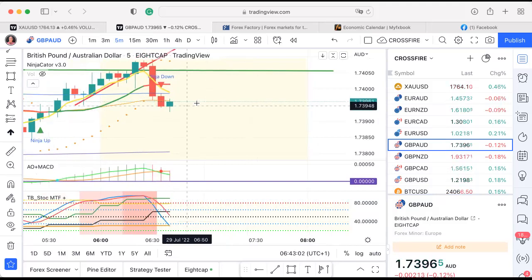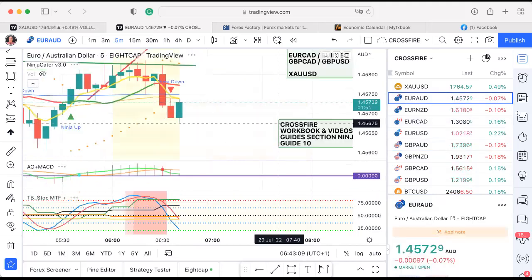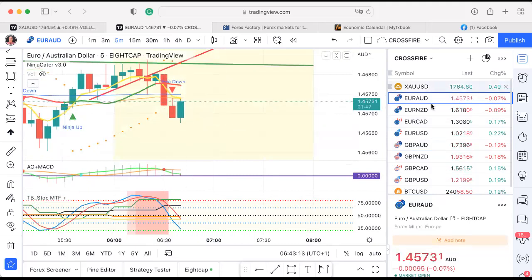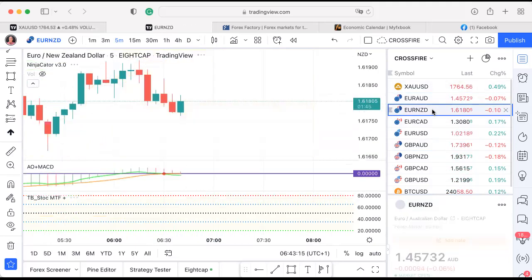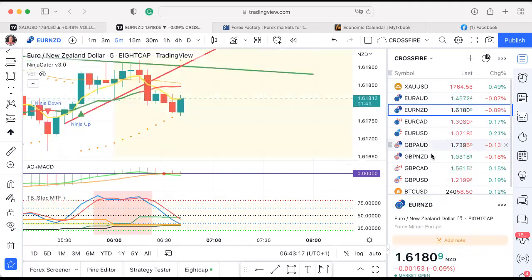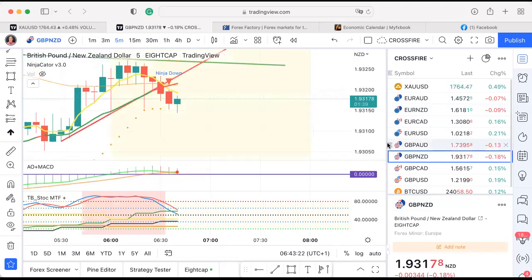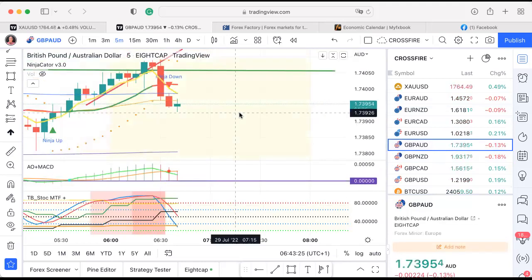Price is actually going up, so let's just go back and look at the other pairs, see what's happened. You see the euro has changed its mind. It's now going back up. Same there. And GBP NZD again, they're starting to reverse.